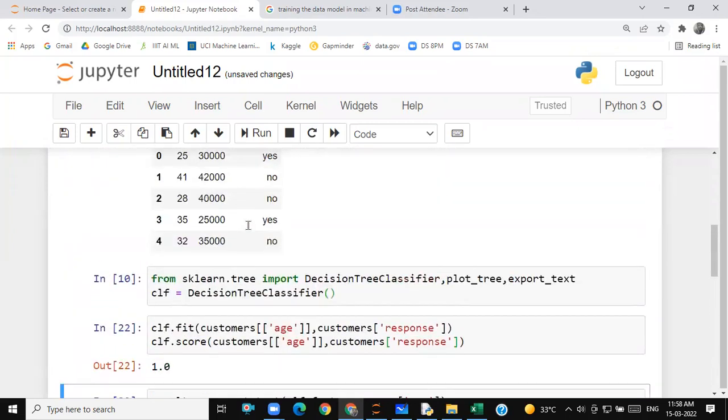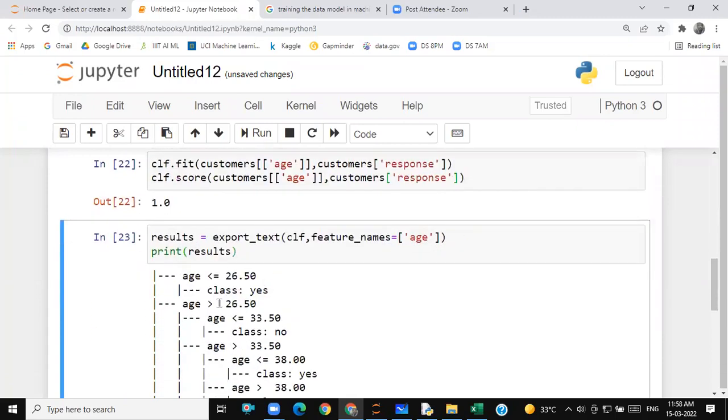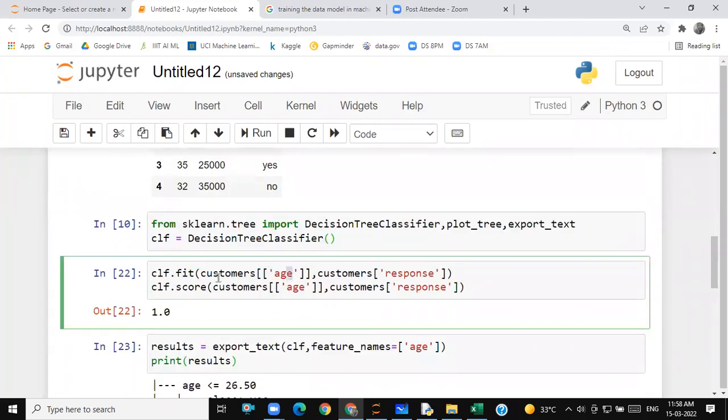I didn't write any logic. I just gave the data to the machine. I didn't write logic saying that if age is less than 26, you say yes, and if age is more than 26, you say no. I didn't write any code. I just gave the data to the machine and asked, can you study the age of the customer with respect to the responses? Tell me at which age the customer is responding and at which age the customer is not responding.